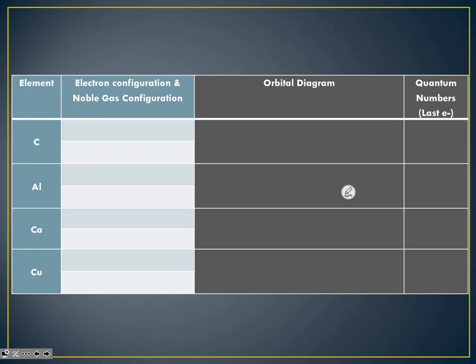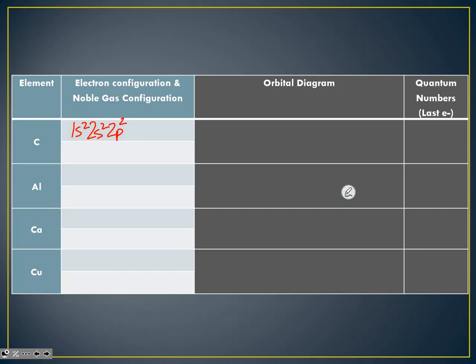Start at the top. We're going to fill in 1s2 because we're going to go through hydrogen and helium. We're going to go through lithium and beryllium, so 2s2. How many do we go into the 2p? 2. Boron, then carbon. We land on carbon. So that's the configuration for carbon: 1s2, 2s2, 2p2. Now what is the noble gas configuration then?